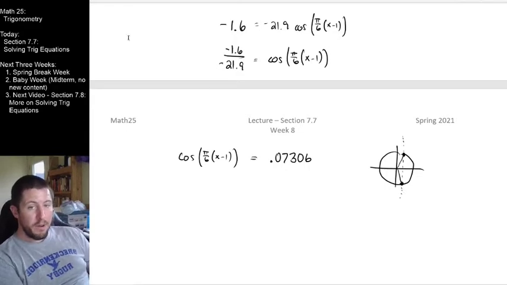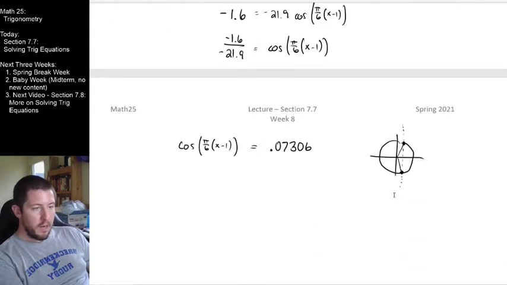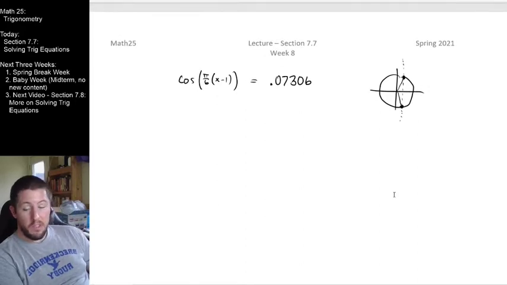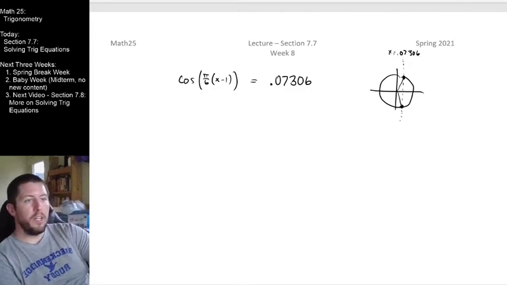And when we looked up here in the table a moment ago, we said it looks like about 2 times a year we expect the monthly temperature to be about 50, around month 4 and 5, as well as around month 10 and 11 right there. Those are the things we were expecting, right? So that kind of agrees with this right here. So this is my x equals 0.07306.